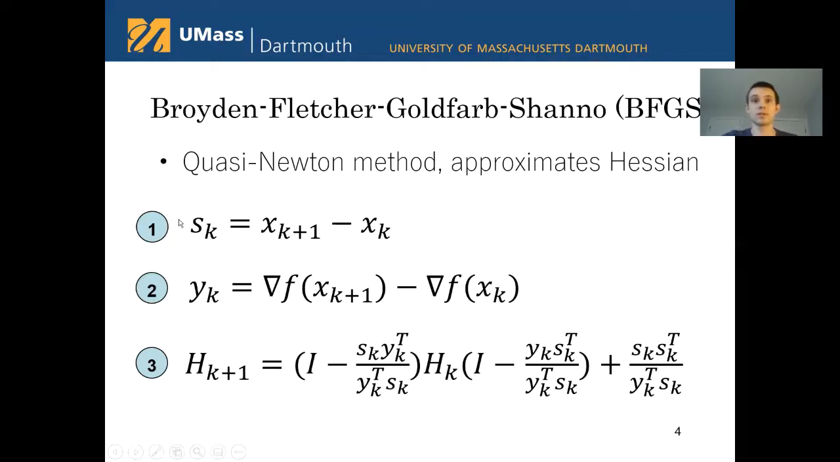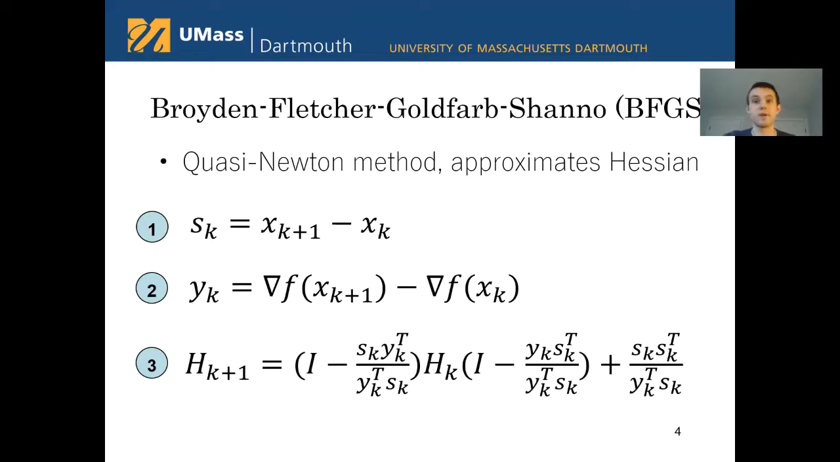The way it works is we first calculate sk, which represents the difference between the most recent point and the previous. Then we calculate yk, which is the difference between the gradient at the most recent point and the previous point. And then we use these to step to the next inverse Hessian approximation iteratively. So as you can see, we basically take the previous Hessian that we calculated and apply this formula to get the next one.